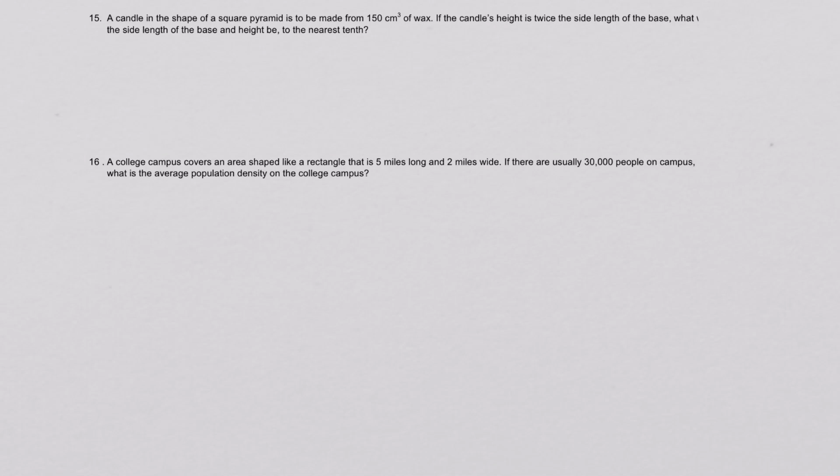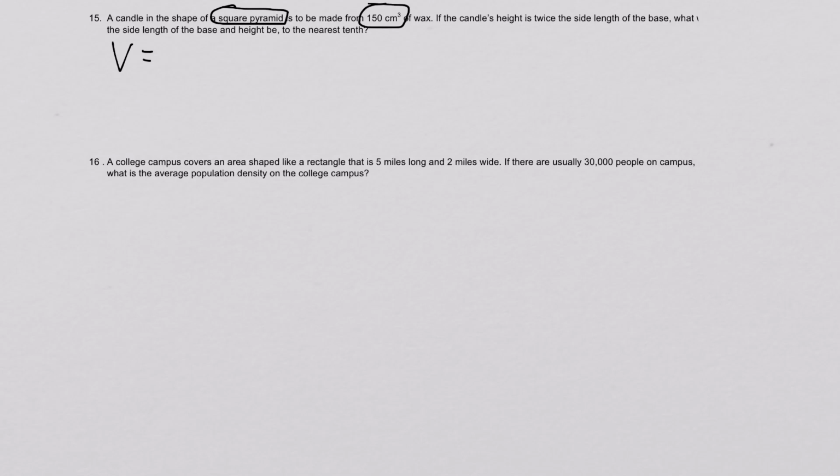Okay, let's move on to number 15. A candle in the shape of a square pyramid is to be made from 150 centimeters cubed. Ooh, this is not surface area. Centimeters cubed, that's volume. Okay, so right away I know I'm going to have to find the volume of this square pyramid. Now you do have these formulas on your notes, although we didn't use them as much as the surface area formula. So I'm going to have to remind you of this one.